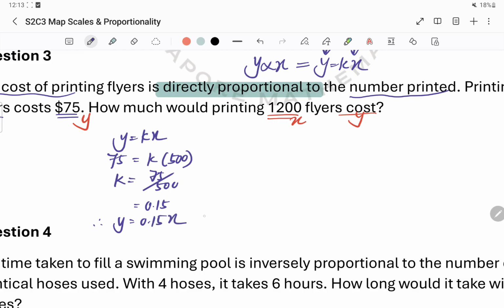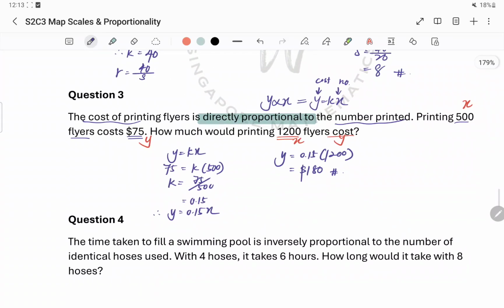This is the formula. Then use this formula to find out how much it will cost if you want to print 1,200. So Y equals 0.15. Remember, X is the number of flyers you want to print. So you put in 1,200. When you multiply 0.15 by 1,200, you will get a cost of $180. Okay.